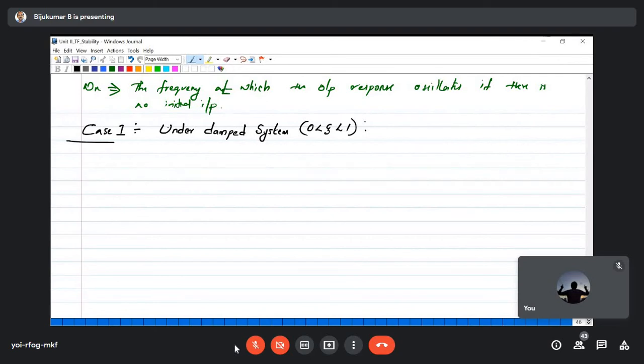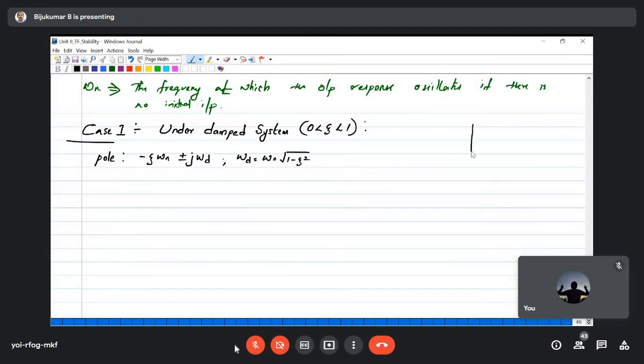Okay, now for an underdamped system, what is the pole? It is minus zeta omega n plus or minus j omega d, right? Yesterday we have seen this. We have introduced one more term, omega d. Omega d is the damped natural frequency, the damped frequency of oscillation, where omega d is equal to omega n multiplied by square root of 1 minus zeta square, right?